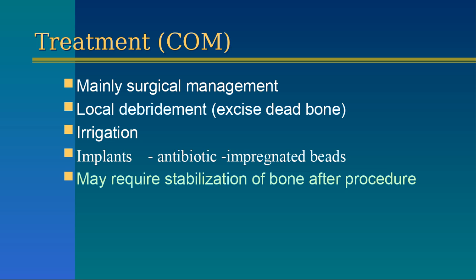We nibble the bone back until we see healthy bleeding bone. Punctate bleeding from the bone edges is an indication of healthy bone. We irrigate and then we may insert antibiotic impregnated beads. These are polymers of polymethyl methacrylate with antibiotics in them, usually an aminoglycoside, and that's because they're heat stable and they withstand the heat generated in the formation of the beads.